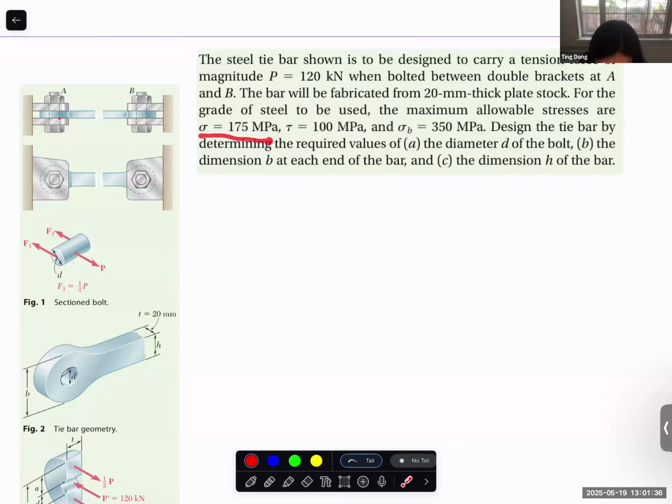Maximum allowable normal stress, allowable shear stress, allowable bearing stress. Again, normal stress we normally use sigma. Tau is shear stress most of the time. And sigma with subscript B is bearing stress. Design the bar: determine the required diameter D of the bolt, the D here, and the dimension B at the end of each bar, and dimension H. This dimension, and also this dimension, is the same thing.